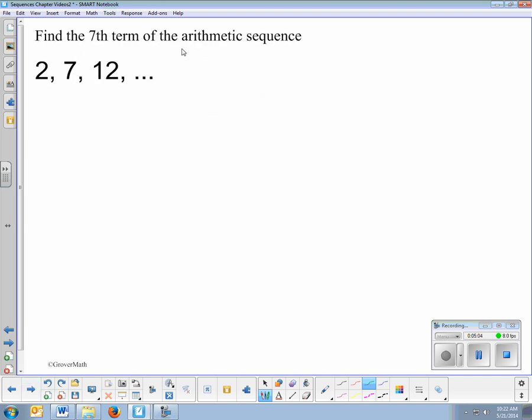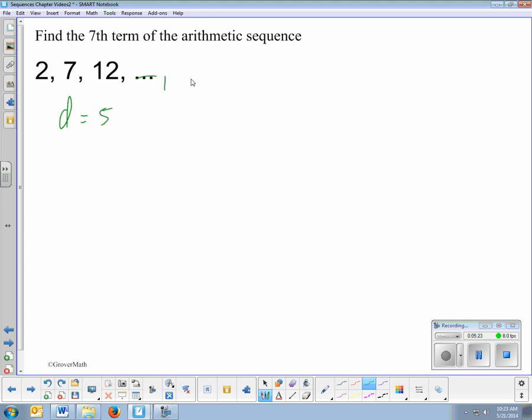So find the seventh term of this arithmetic sequence. Now, this is not a very complicated sequence, and the seventh term isn't too far away, so we could just continue the pattern like we did earlier. First step is finding D. How do I go from 2 to 7? D is positive 5, and I could do 7 minus 2 to get that.